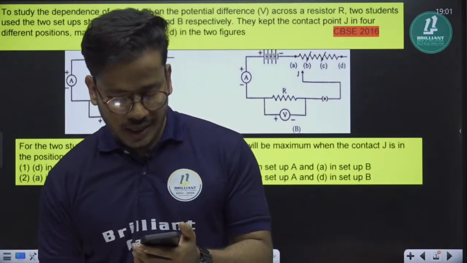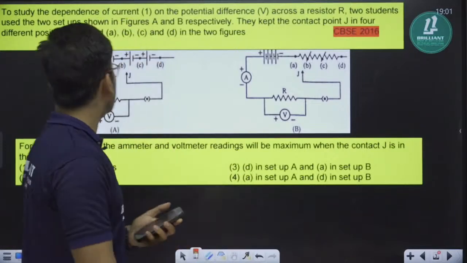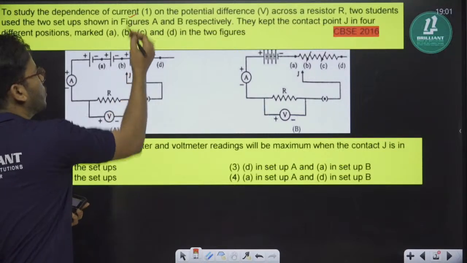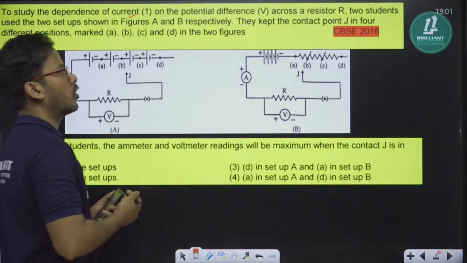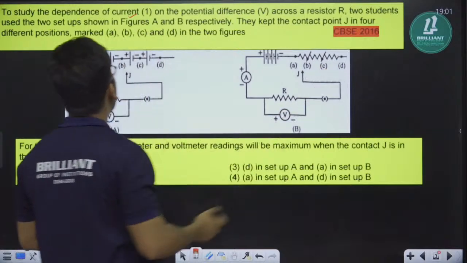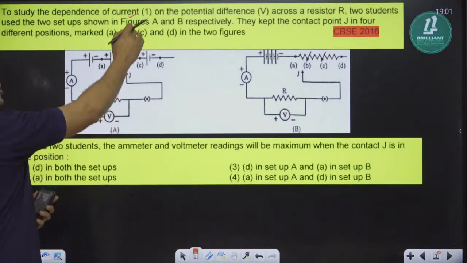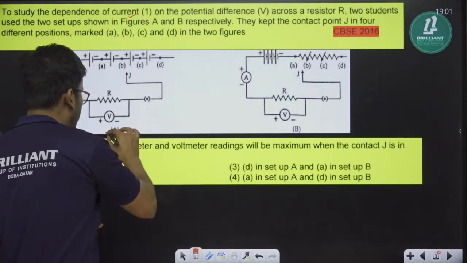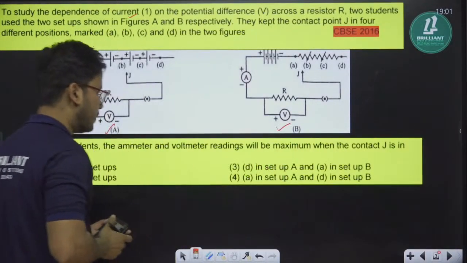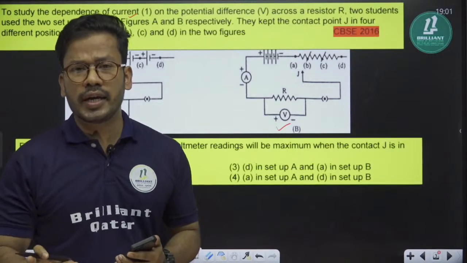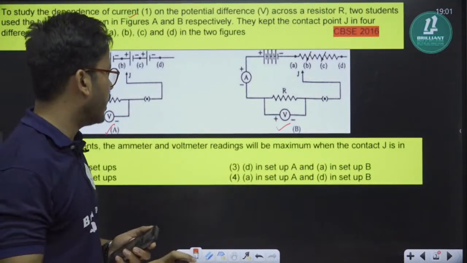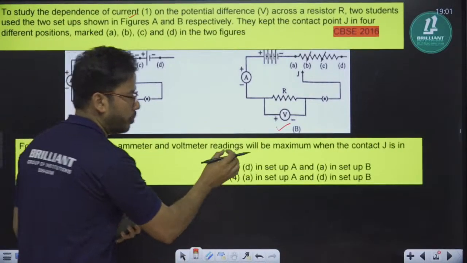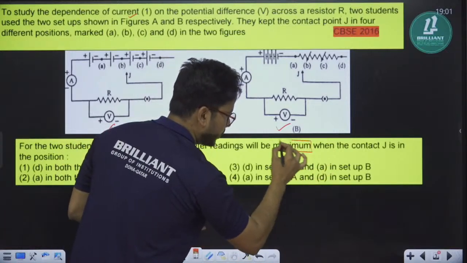If you can hear me that clear. All right. The next question is to study the dependence of current and potential difference across resistor R. Two students use the two sets as shown in figure A and figure B. So these are the work of two students that you can see in figure A and figure B, guys. And what are we going to find here? For the two students, the ammeter and voltmeter reading will be maximum.